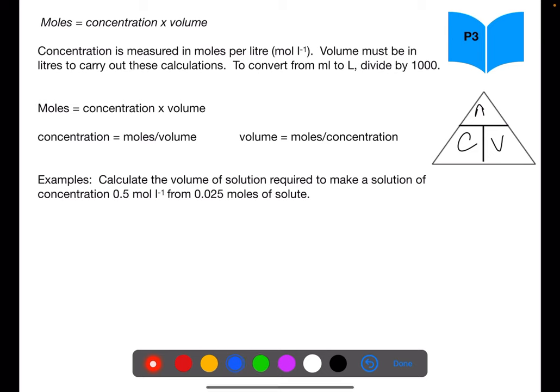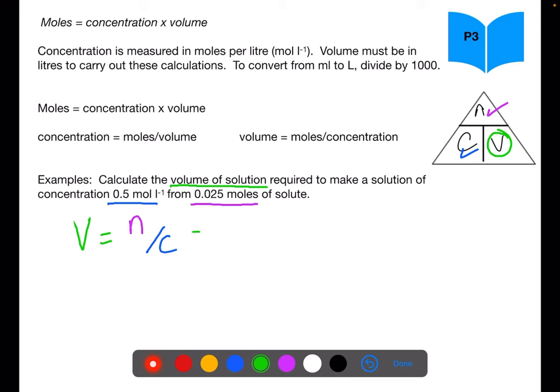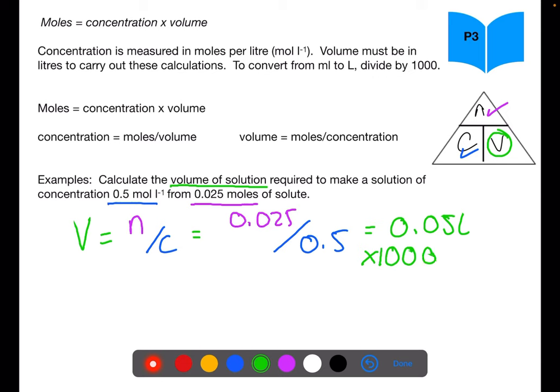In the final example, we're trying to calculate the volume of solution. We have a concentration of 0.5 moles per litre, and we're using 0.025 moles of solute. Here we have the equation volume equals moles divided by concentration. The moles in the question is 0.025 divided by the concentration of 0.5. This gives a volume of 0.05 litres. If you wish to put this into millilitres, we would then multiply by 1000 to get 50 millilitres.